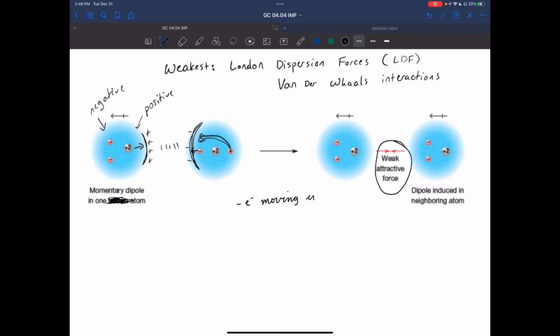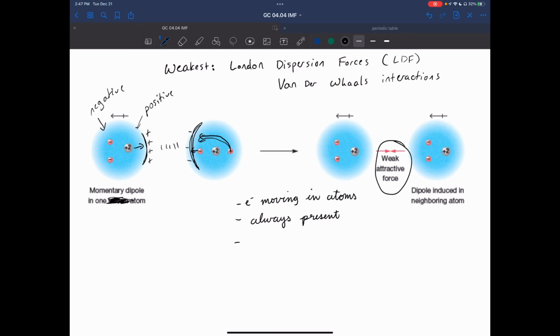And this is all about electrons moving in atoms. These are always present. In every single compound, these are always present.